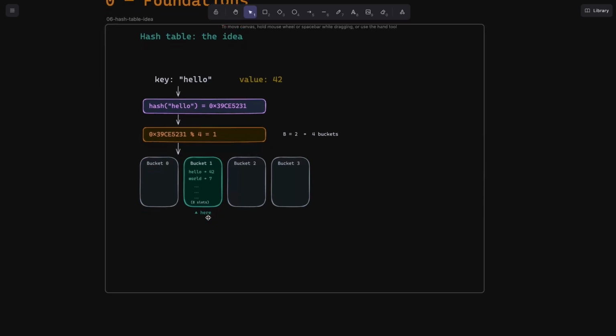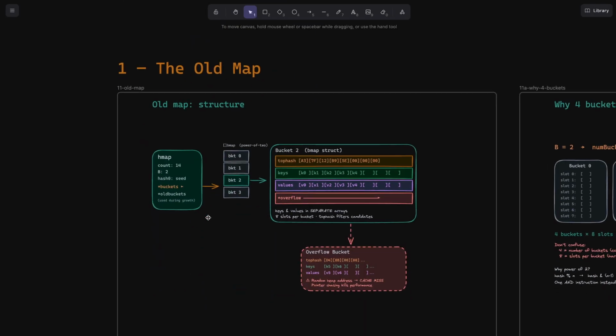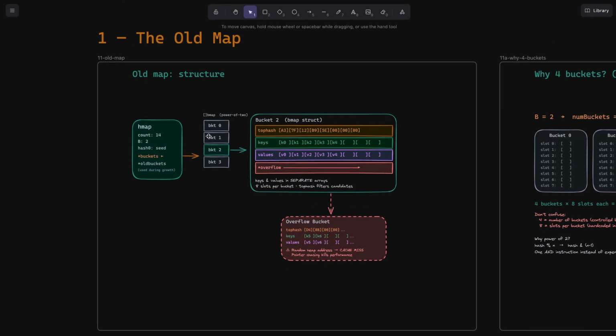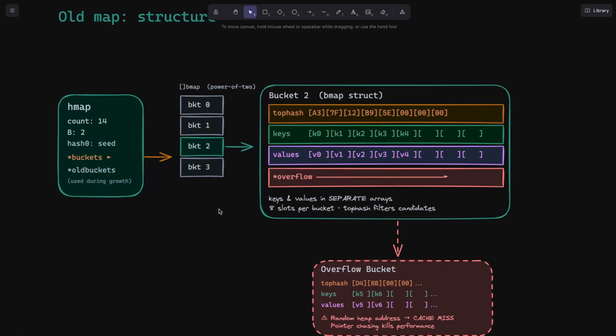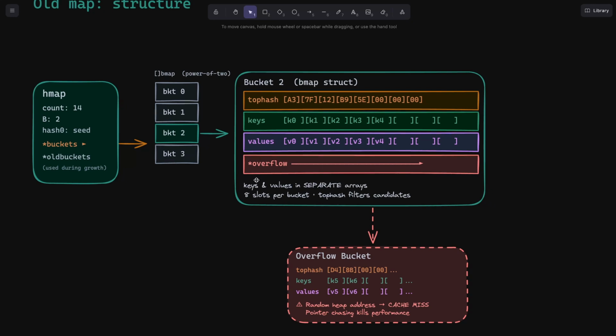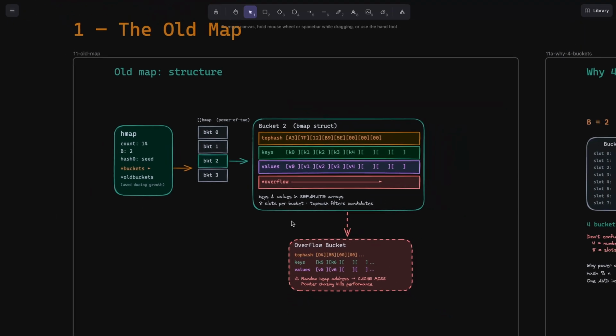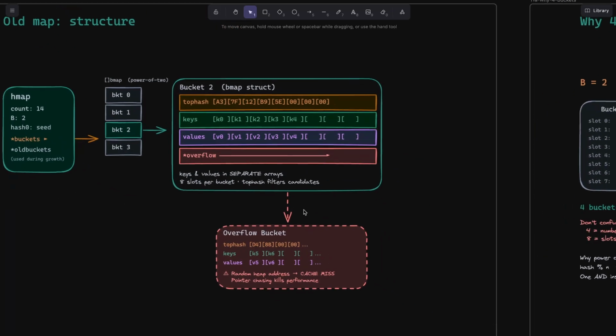What's under the hood of an old map? At the top sits one struct called hmap. It's the header for the whole map. It keeps a few important things like count, how many elements you have right now, B, a number that tells you how many buckets exist, a pointer to the bucket array, and also a pointer to an old bucket array, which matters later when the map grows. So the map header doesn't hold your data directly, it points to an array of buckets, and the buckets are where keys and values actually live. Think of hmap as the table of contents and the buckets as the pages.